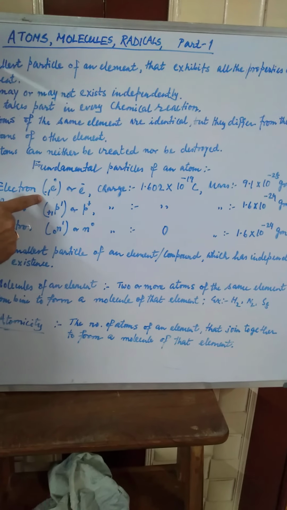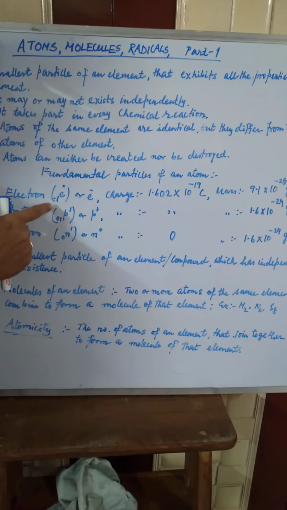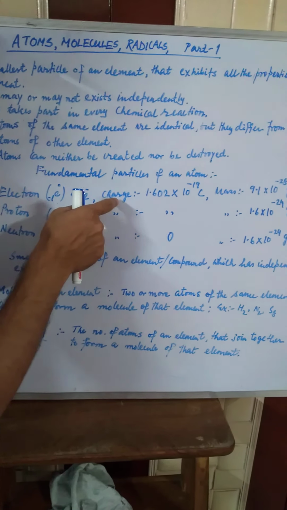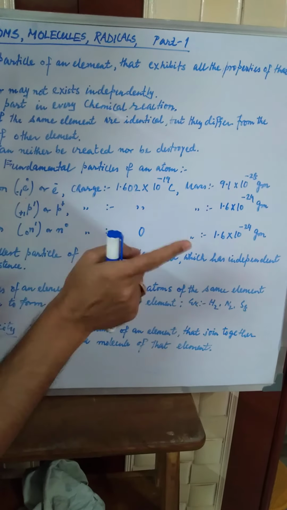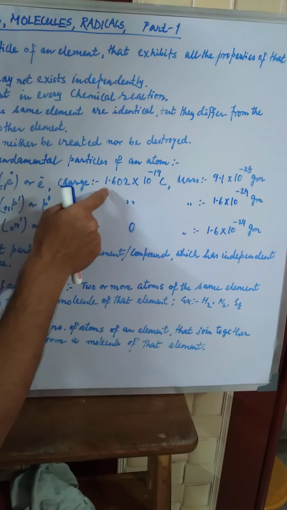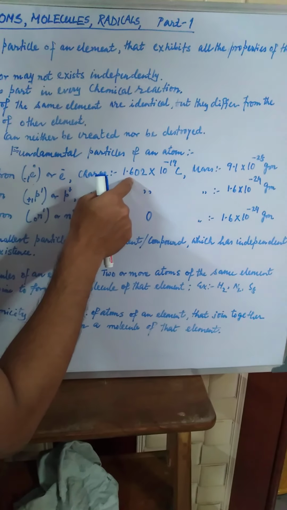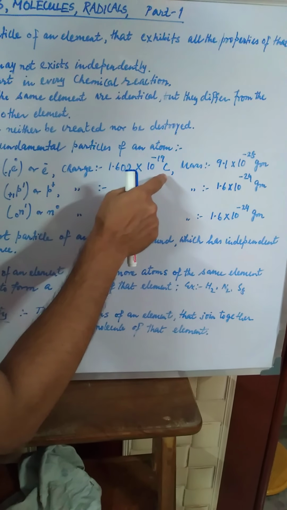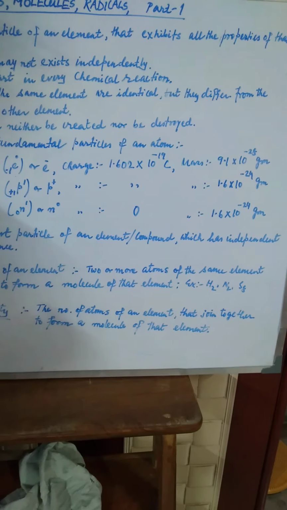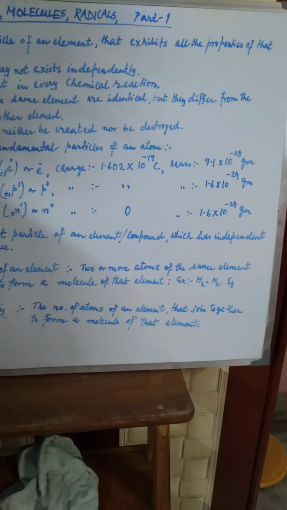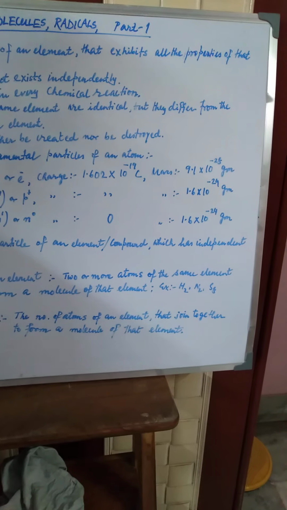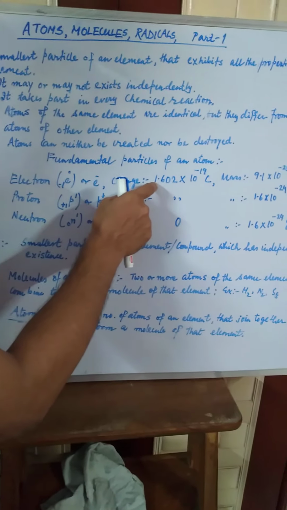This is the symbolic representation of the subatomic particle, the electron. The charge carried by an electron is negative, and it is 1.602 × 10^-19 C. C stands for the unit of charge, the coulomb, named after the scientist Charles Augustin de Coulomb. So an electron carries one negative charge.